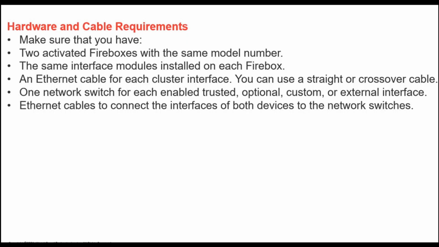And you cannot say one of them I want to have fiber, the other one is just going to be a gigabit interface, a normal one. So they have to match on both of them. An Ethernet cable for each cluster interface. You can use a straight or crossover cable. No worries about that. One network switch for each enabled trusted, optional, custom or external interface that you have.